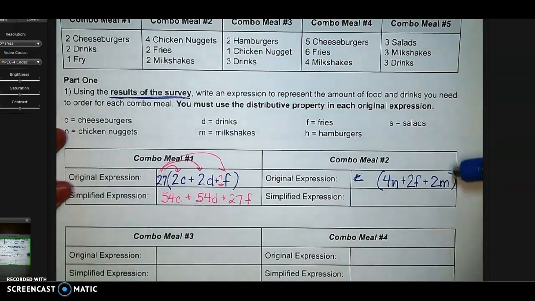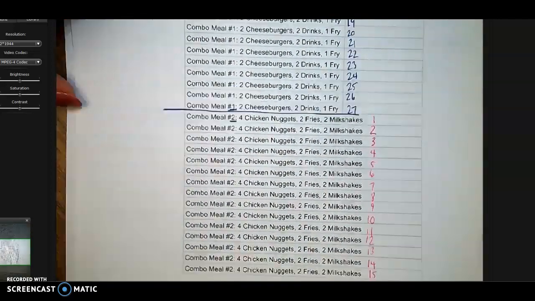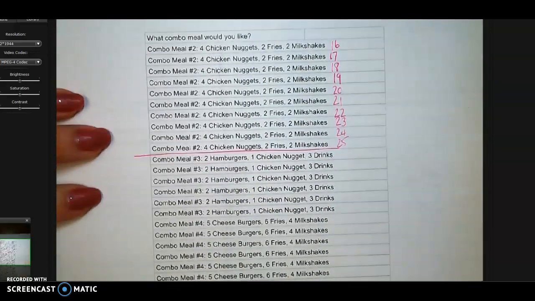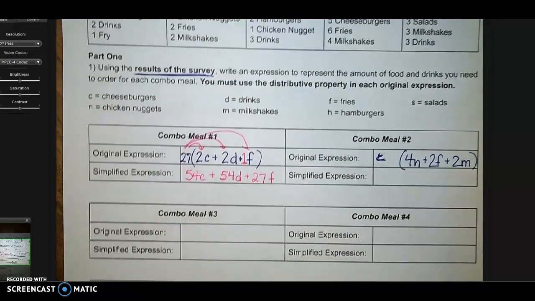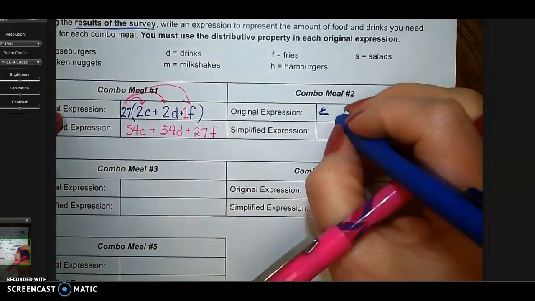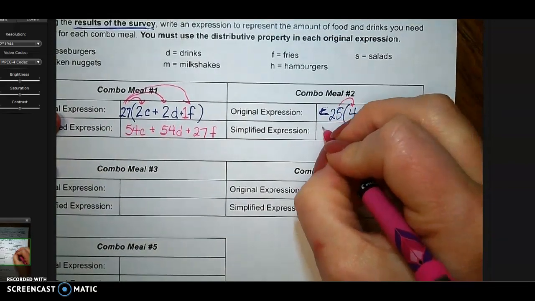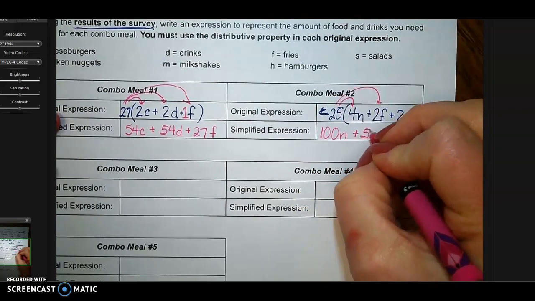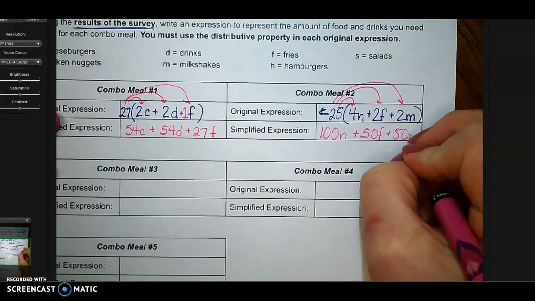Now, once again, I can go back to this, and I am going to pause and count them out. On my printout, when I count it down, it actually goes onto the back here. So 15 to 16, 17, 18, 19, 20. So we got 25 combo meal number 2s. That means over here, I'm going to multiply this by 25. When I do that, 25 times 4 is 100N. 25 times 2 will be 50 French fries, and then I also have 50 milkshakes.